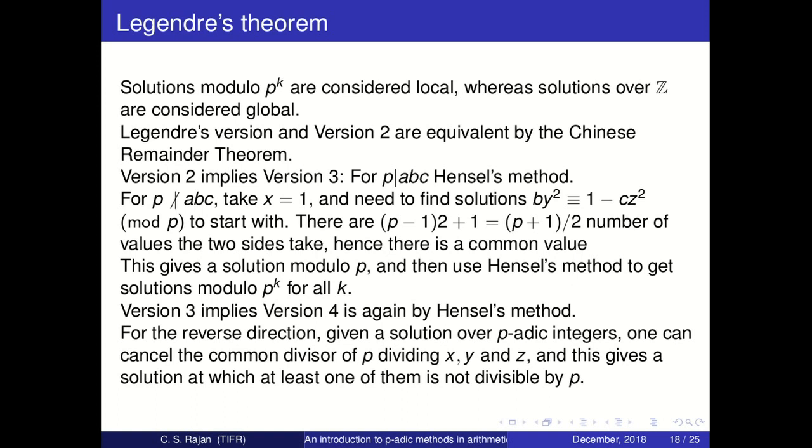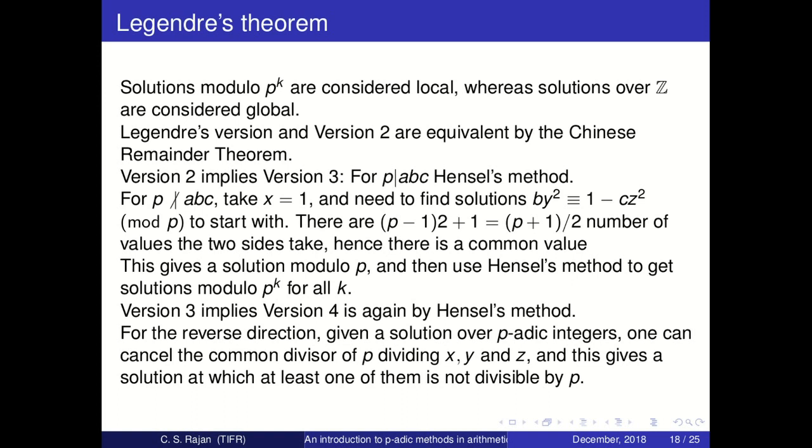Versions 1 and 2 are equivalent by the Chinese remainder theorem. Okay, so I'm saying 1 and 2 are equivalent by the Chinese remainder theorem, because if I look at the primes mod c, then it works. You will get a solution mod c, you will get a solution mod p, but if it is a non-trivial solution, I can lift it to p squared. So p squared to p power k, for p dividing abc, this follows from out here by Hensel again. By Hensel's lemma, I can get it for every k.